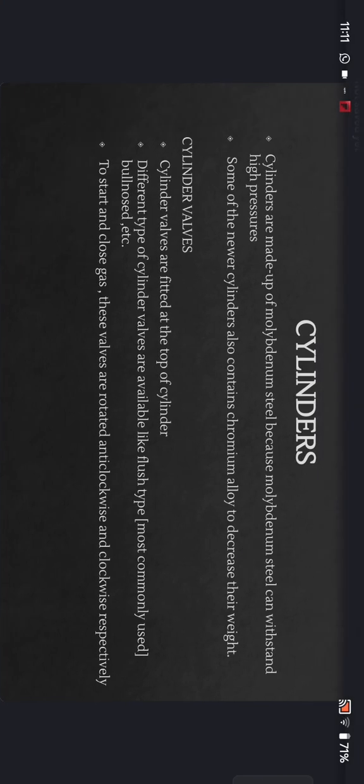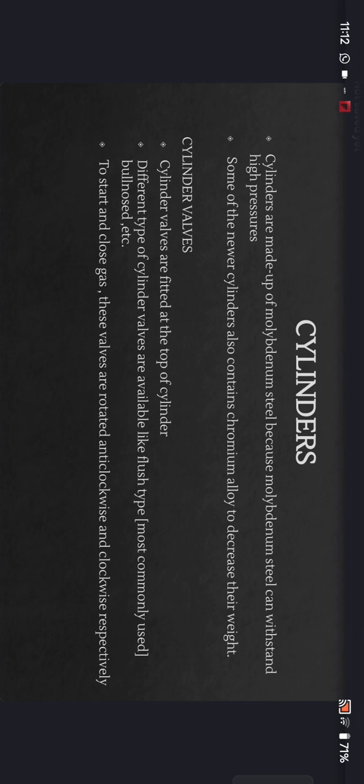Then cylinders. Cylinders are the main thing in the manifold room. Cylinders are made of molybdenum steel because molybdenum steel can withstand high pressures, better than iron cylinders. Nowadays, cylinders are made of chromium alloy to decrease their weight, which is feasible for transportation.